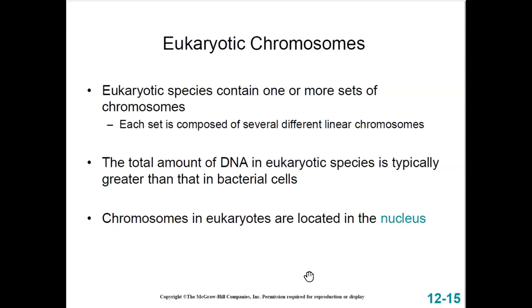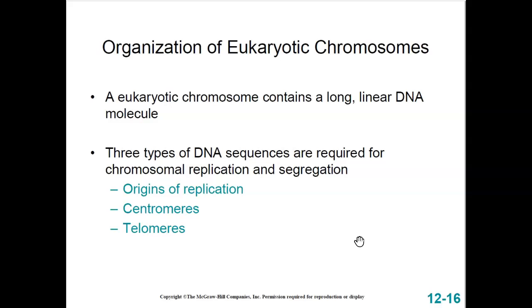How about eukaryotic chromosomes? How are these things regulated? Well, we know that we have linear chromosomes. We have, how many pairs? I'll let you guys remember that. They're all regulated by supercoiling as well. The total amount of DNA in a eukaryotic species is typically greater than bacterial cells, so that means we have to package them even tighter. Remember, they all need to live in the same nucleus.